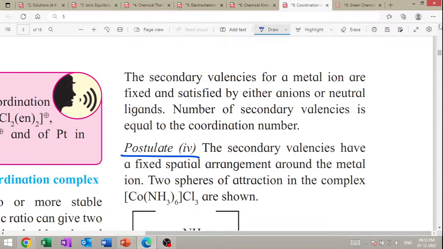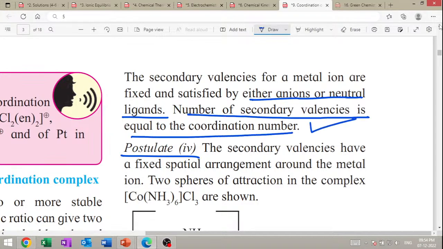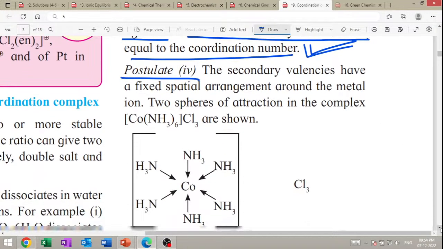The secondary valencies of the metal ion are satisfied by either anion or neutral ligands. The number of secondary valencies is equal to the coordination number. And the secondary valencies have a fixed spatial arrangement around the metal ion.